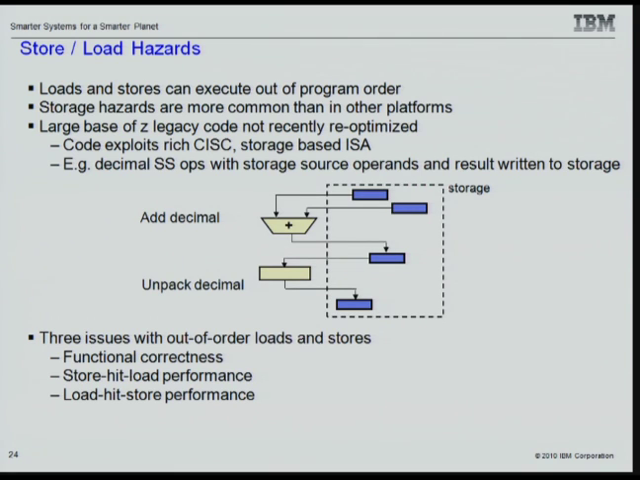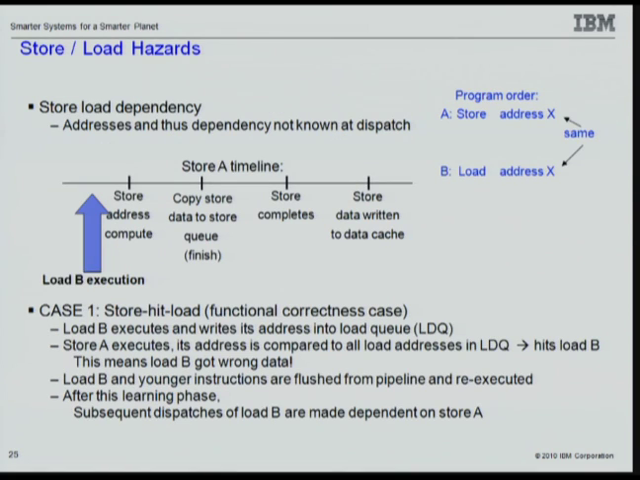So this causes us lots of complexities in our design, and I'll explain how we dealt with these three issues: the functional correctness problem, the store hit load performance, and the load hit store performance. Okay, so here's the example. At decode time, we process store instruction A and load instruction B on the upper right there. When you're decoding the instruction, you do not know whether the addresses are the same. It cannot be predicted because the address is not known until you actually do the address generation during execution time.